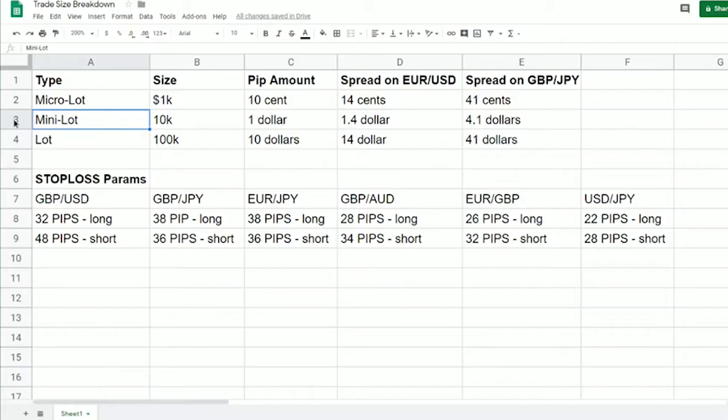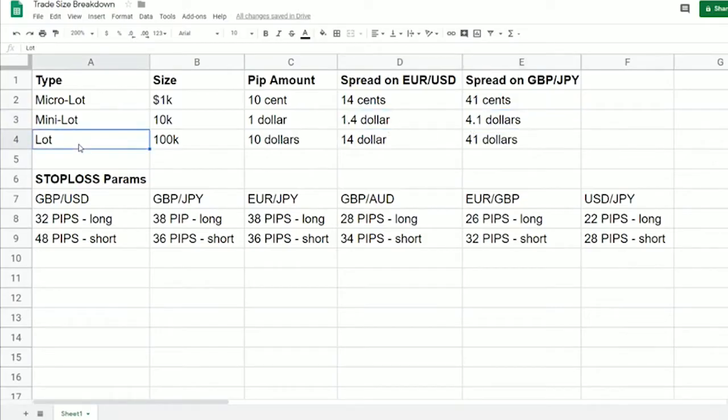So let me just go over the mini lots. Mini lots is 0.1 of a lot. That represents $10,000 in borrowed cash that you're trading with. All right. So again, 1 pip up or down is $1. The spread on the euro dollar in this case will be $1.40. If you enter the position on the euro dollar, you're going to be down $1.40. On the pound yen, you'll be down $4.10.